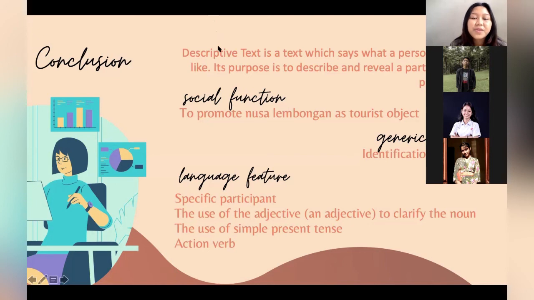Okay, you all already know about descriptive text. Any question, my students? No, Miss, it's clear. Okay, because time is up, we are finished with our meeting together. For the next meeting, we will make descriptive text.